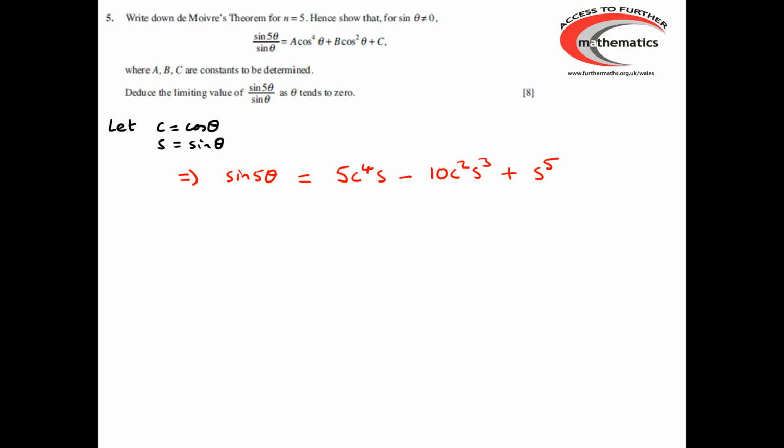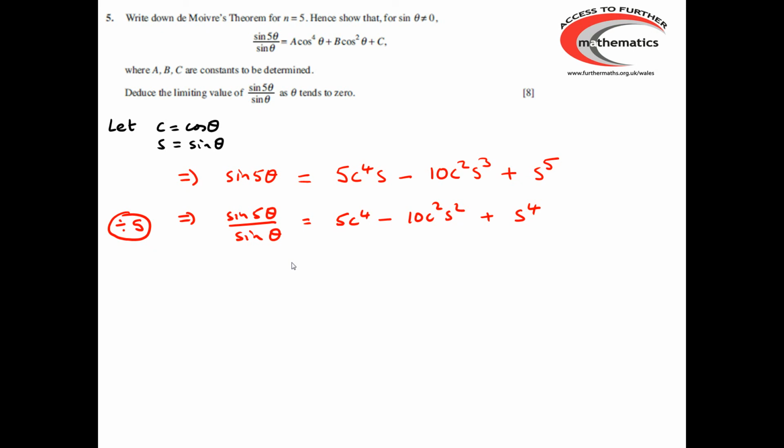So there's our result written down again. Now we want the value of sine 5θ divided by sine θ. Dividing by sine θ gives us sine 5θ over sine θ is 5c⁴ minus 10c²s² plus s⁴. Now we need to remove the s² and the s⁴ from the right hand side if we're going to end up with anything looking like the target expression.